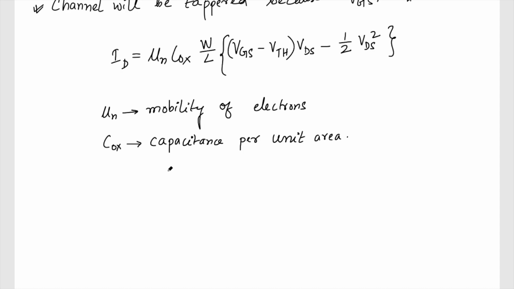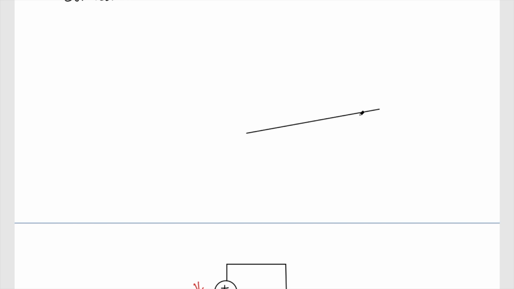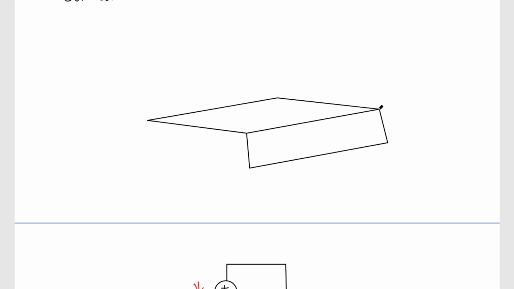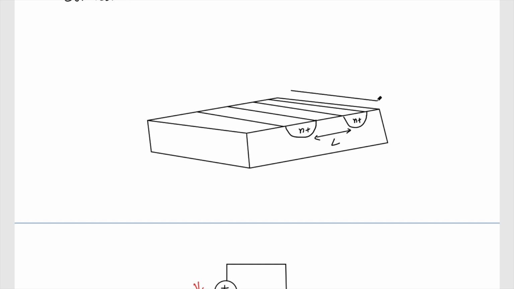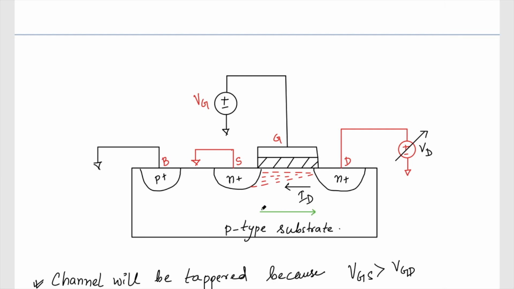And W and L are the dimensions of the MOSFET. W is the width of the MOSFET, and L is the length of the MOSFET. If you see the three-dimensional structure, it is something like this. I have my substrate here. This is my L, from here to here it's L, and this is my W. So this is the dimension of the MOSFET. W cannot be shown in this 2D diagram.